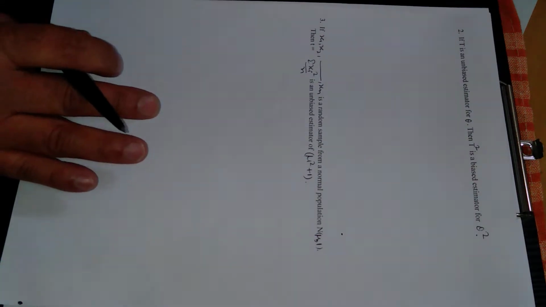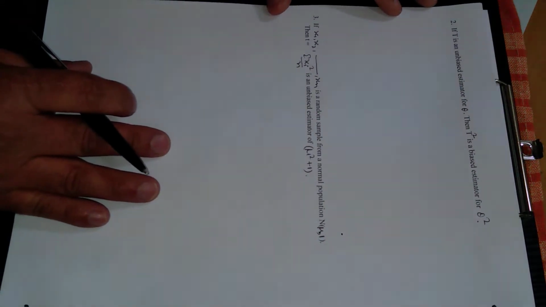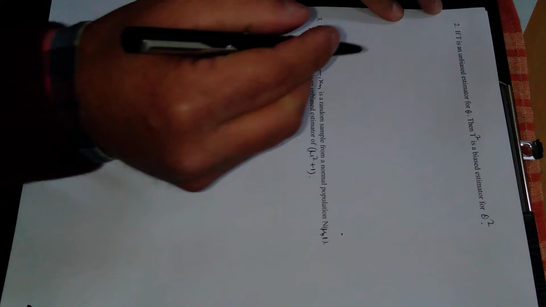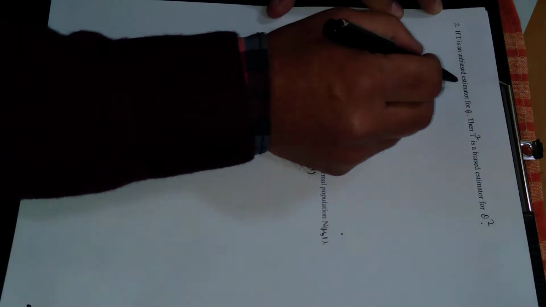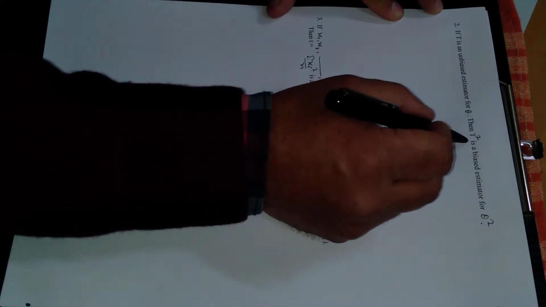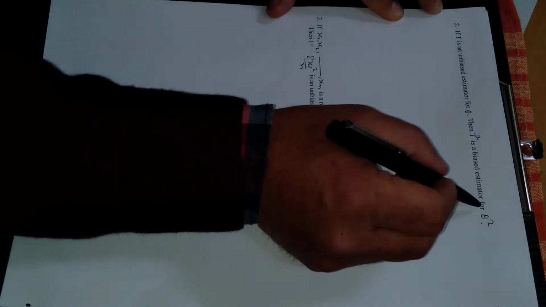Now take some more examples related to unbiasedness. Example number 2: if capital T is an unbiased estimator for theta, then capital T square is a biased estimator for theta square. This is what we want to prove.